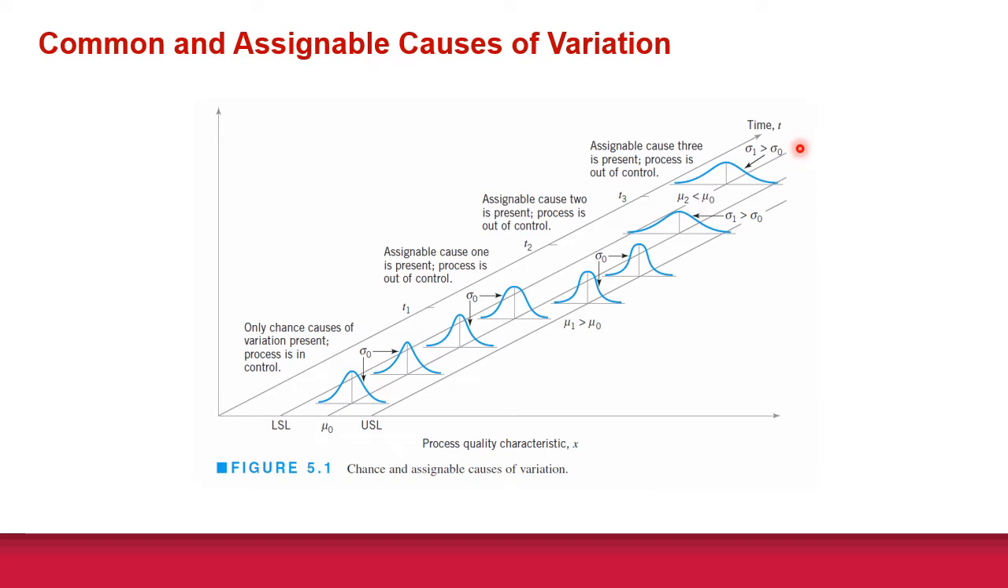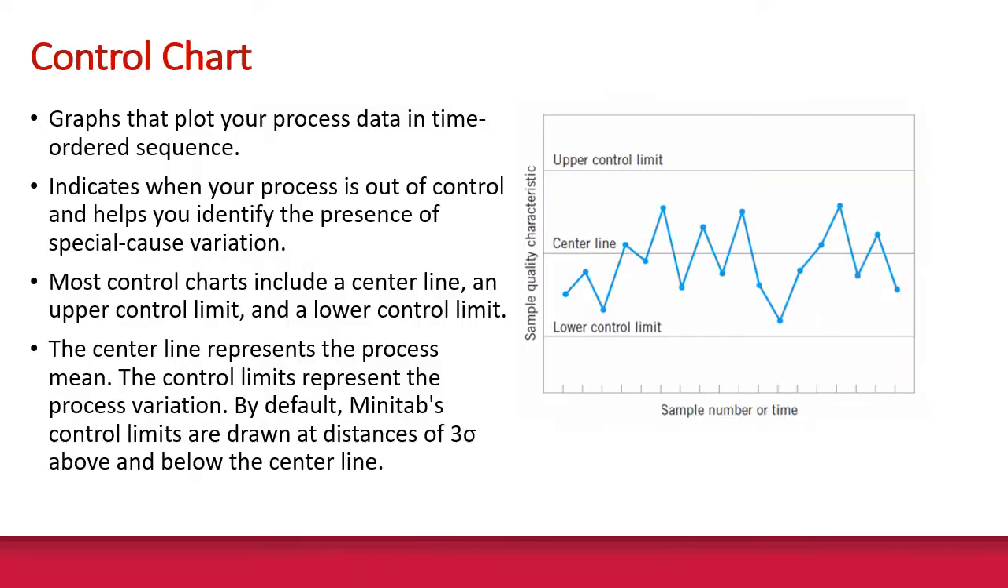So part of what we're trying to do here is understand how this process occurs and be able to remove these assignable causes and get this process back under control. So control charts are really going to help with this process. These are graphs that plot your process data in time-ordered sequence. So instead of the complicated graph I showed before, we lay this out on a horizontal-vertical graph. They're not three-dimensional.